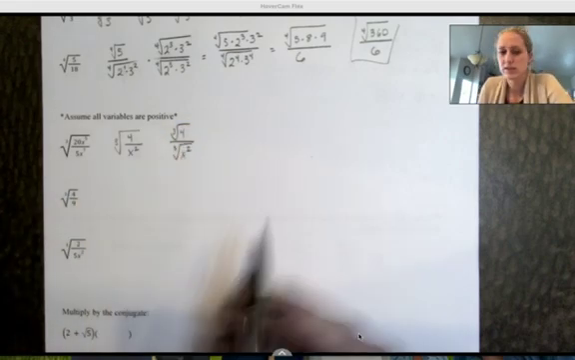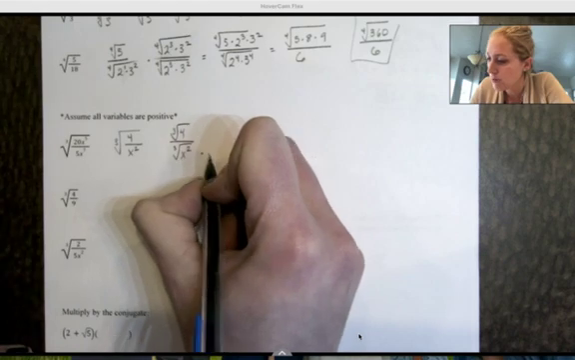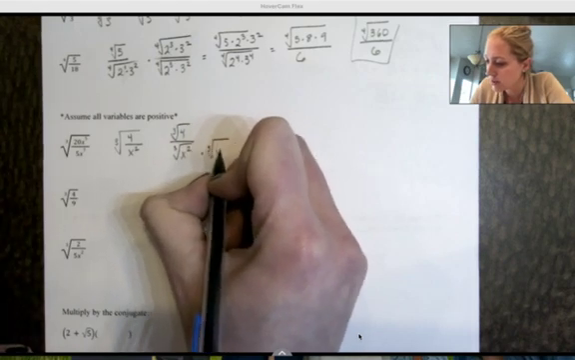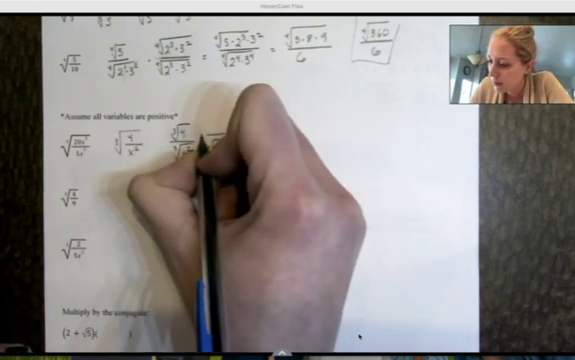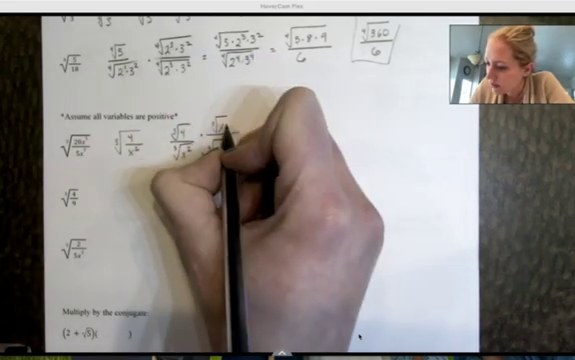Okay, I don't want the root in the bottom. So right now I have two x's. I need one more to get it to be x to the 3rd. And we're going to multiply by the same thing on the top. So cube root of x to the 1st.